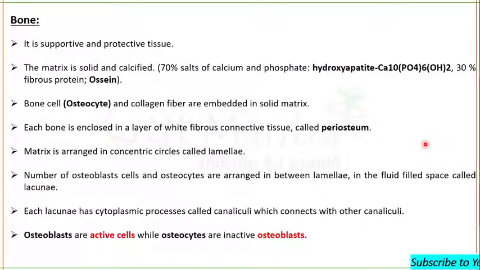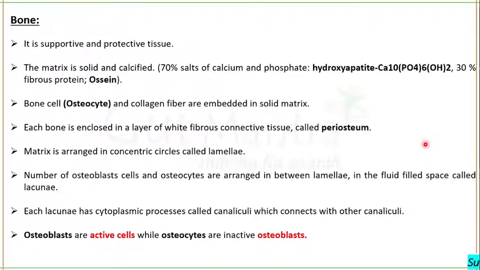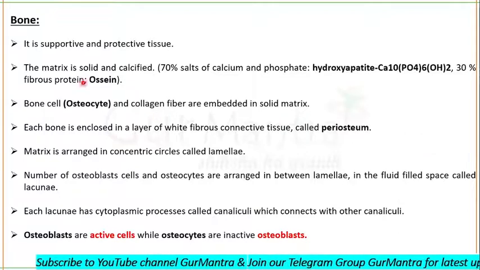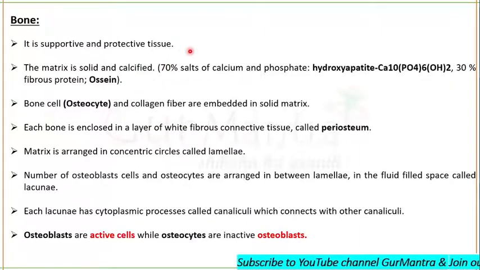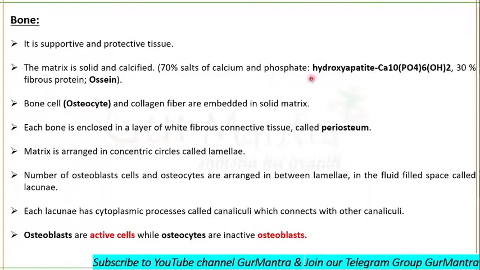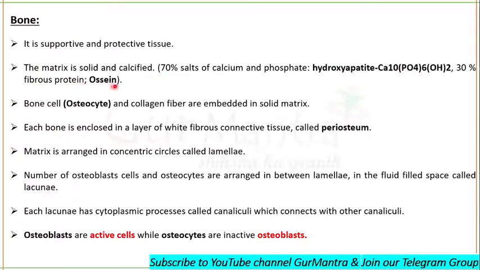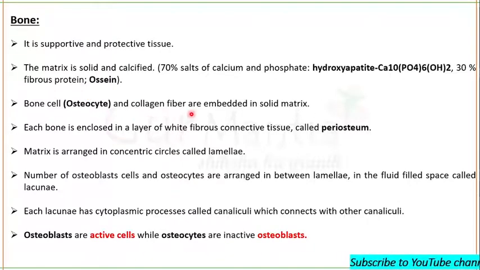Now let's talk about bone. Bone is a supportive and protective tissue. Bone is a living tissue. Being a form of connective tissue, bone consists of cells and extracellular organic matrix. This extracellular matrix is formed of the protein osein. It is calcified, consisting of 70% salts of calcium phosphate, known as hydroxyapatite, and 30% fibrous protein, which is osein. Bone cells, also known as osteocytes, and collagen fibers are embedded in a solid matrix.